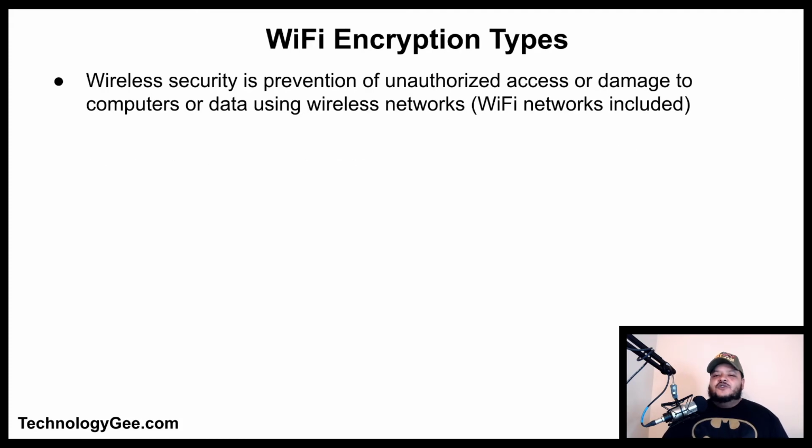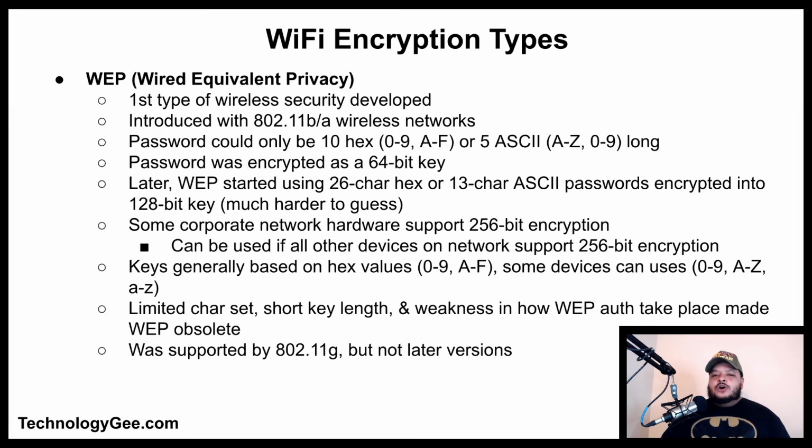Wi-Fi encryption types. Wireless security is the prevention of unauthorized access or damage to computers or data using wireless networks. Several types of encryption are available on most SOHO routers, and you need to select and enable the appropriate one. First one we have is called WEP, or Wired Equivalent Privacy.